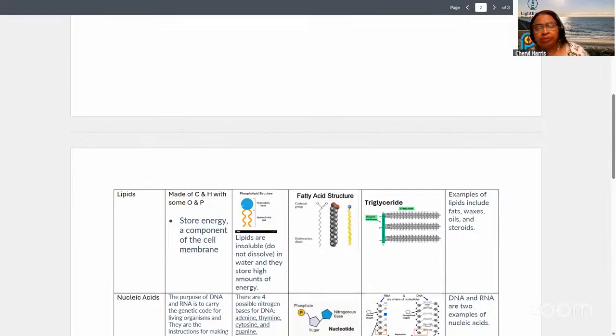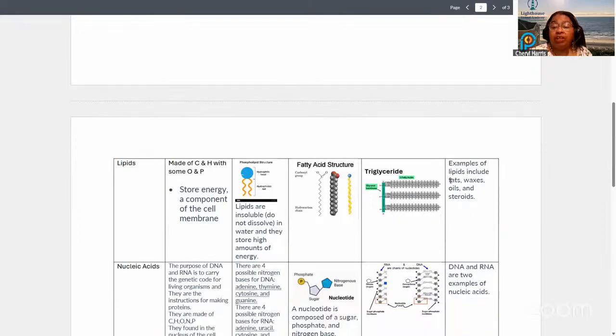You have this long fatty acid structure, but it is made up of three of these and a glycerol backbone. So you have this three carbon sugar that makes up what we call the backbone, and then you have these three long chains of fatty acids connected to it. And this actually is a monomer. So one glycerol and three fatty acids makes up one fat unit. Okay. And you're going to find it in fats, waxes, oils, and steroids.